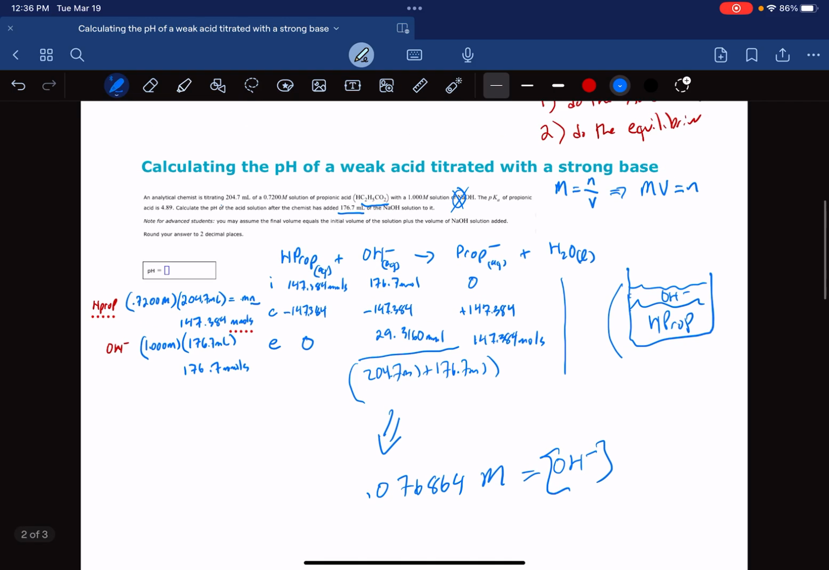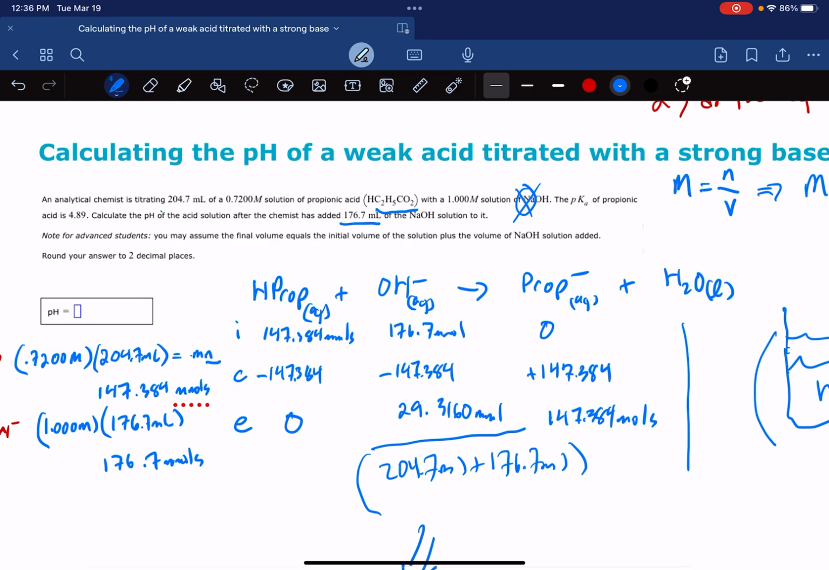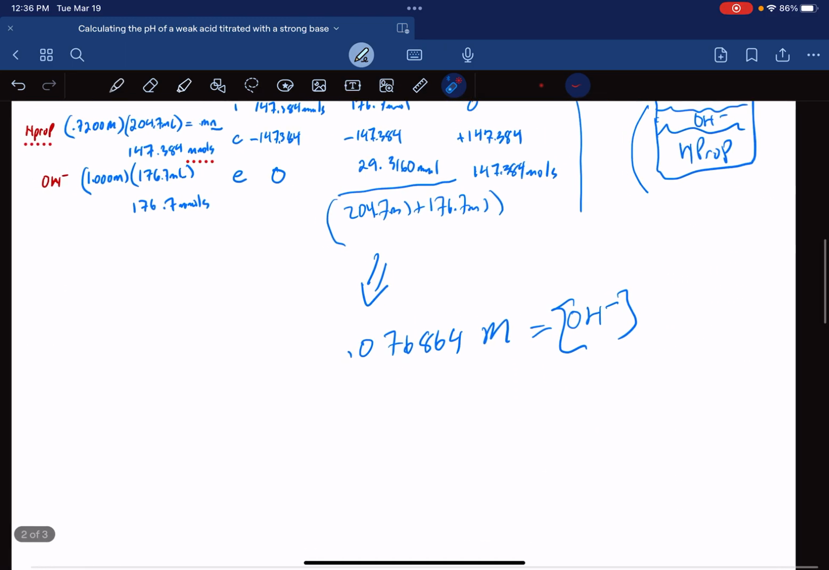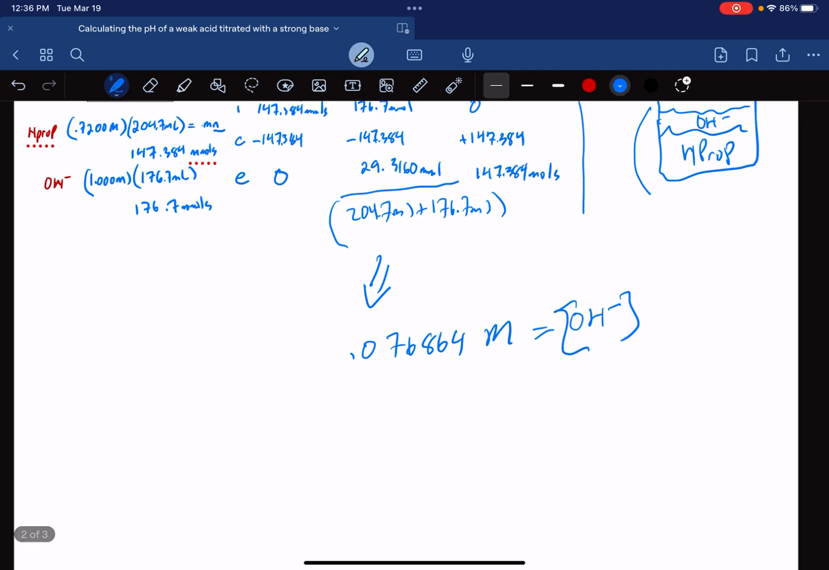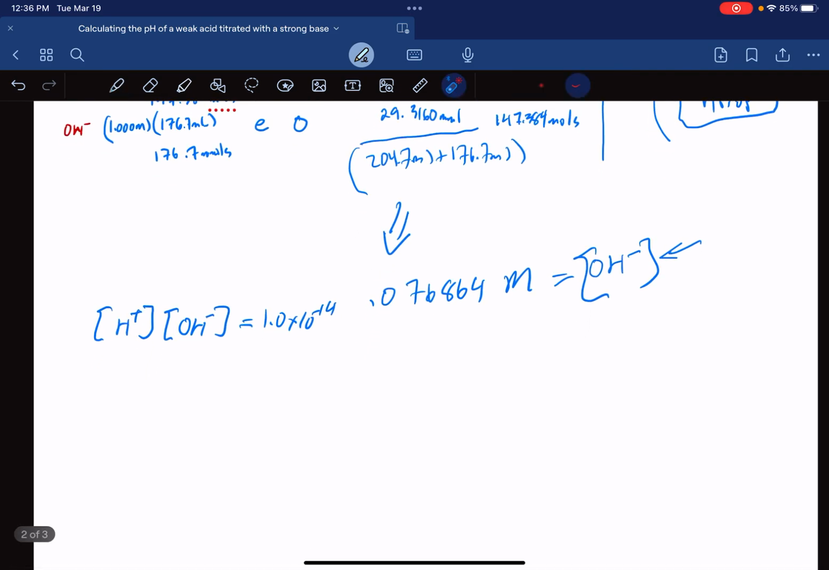Now, the problem is asking us for what is the final pH, calculate the pH of the solution. Well, all we have left in the solution here is OH minus. So we can do this one of two ways. It really depends on which you feel more comfortable with. Some people like to take the negative log of this and then subtract from 14. Or you can take this equation right here, H plus concentration times OH minus concentration equals 1.0 times 10 to the negative 14. So I'm going to do that. I'm going to take this right here and plug it in for my OH minus concentration.